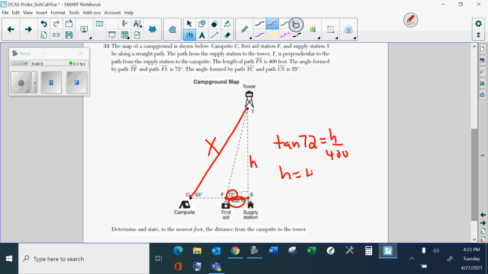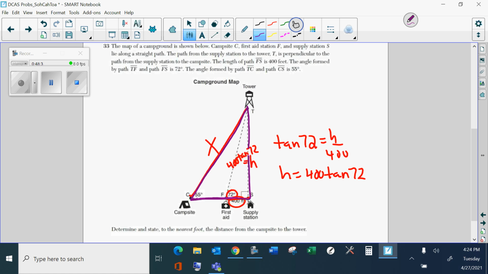H equals 400 tan 72. Notice I didn't put a decimal answer in there at all, because that is the exact answer. I'm going to leave the exact answer. I taught you we don't round and do approximate answers because that puts you further off. So leave the exact answer there.